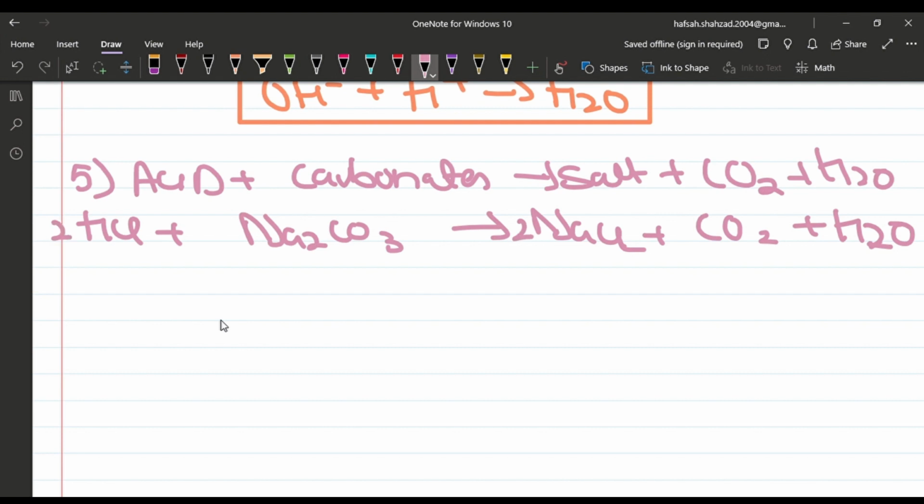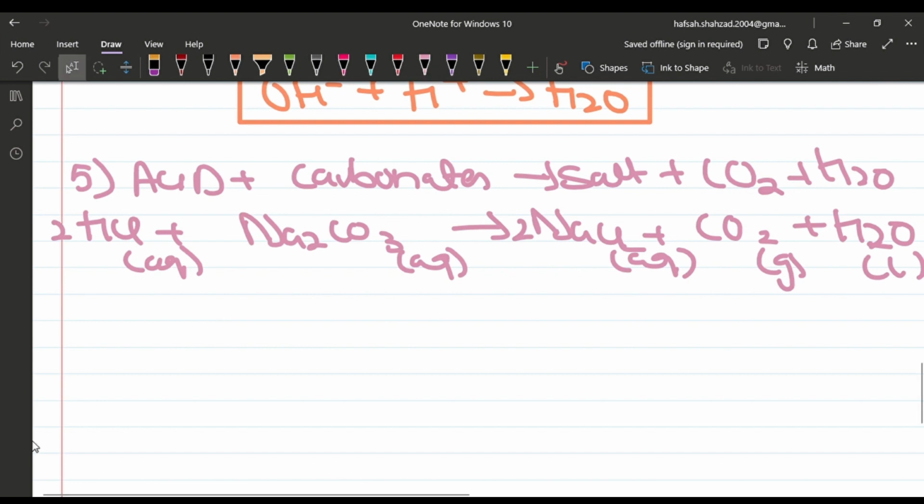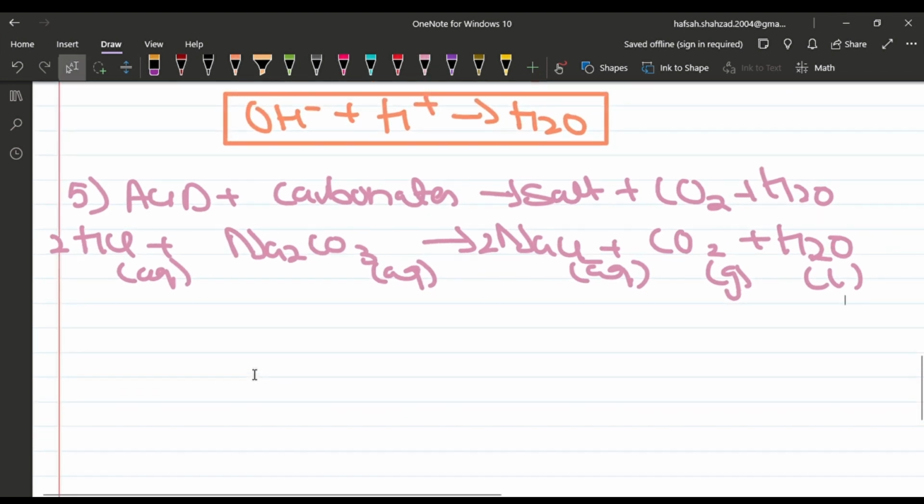2 for HCl over here, then we have 2 over here. C is balanced, Cl is balanced, H is balanced, O is balanced as well. Right, that's amazing. So we write aqueous for HCl, soluble salt Na2CO3 so aqueous, NaCl is soluble again, aqueous, CO2 is a gas, H2O is a liquid. Now we will be breaking them into ions. Now remember, only aqueous compounds are ionized. No gases, no liquids, no solids.